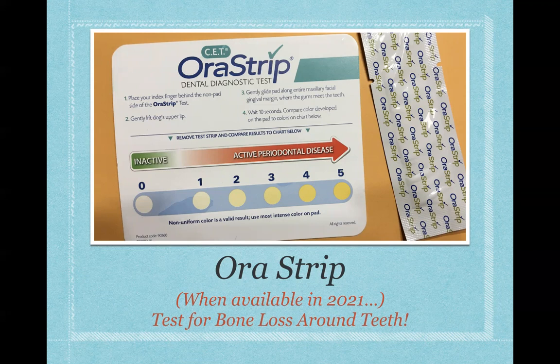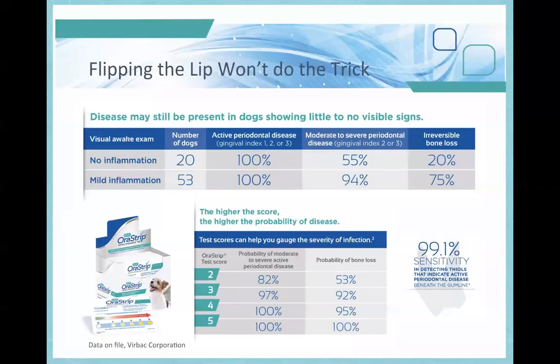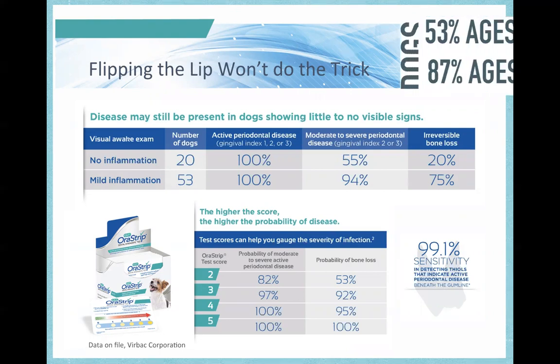So this is one thing we can do. It's a 10-second test that we wipe on the gum line, and then we wait and we check for a color change. And that color change corresponds to a 0, 1, normal or mild, 2, 3, 4, or 5. That test is testing for bacterial thiols, which are present and related to the bone loss. So if it's a 2, they have about a 50% chance of bone loss. If it's a 3, 4, or 5, they have a 92% chance of bone loss.